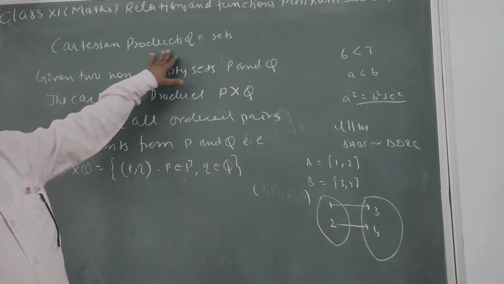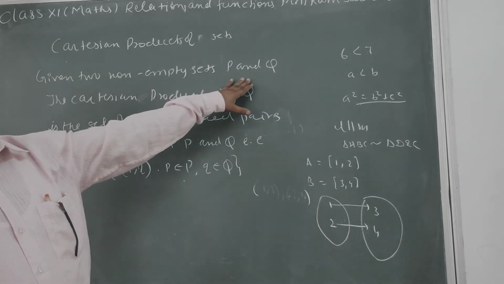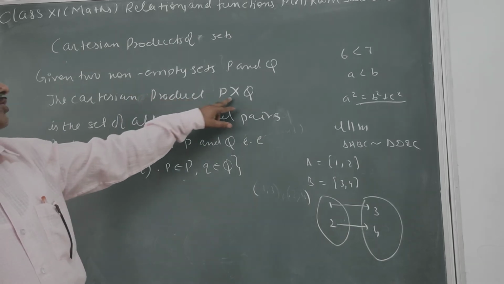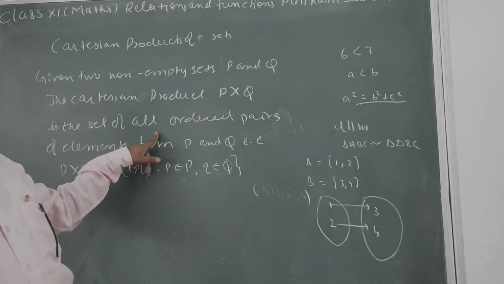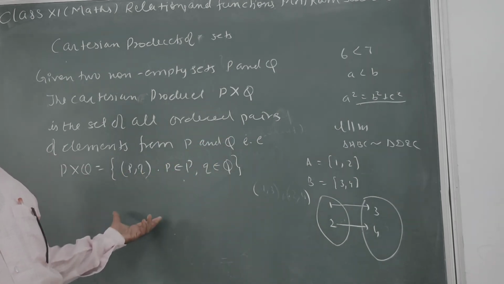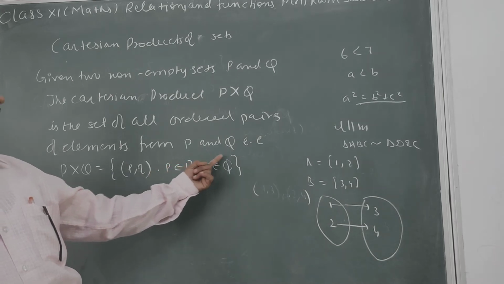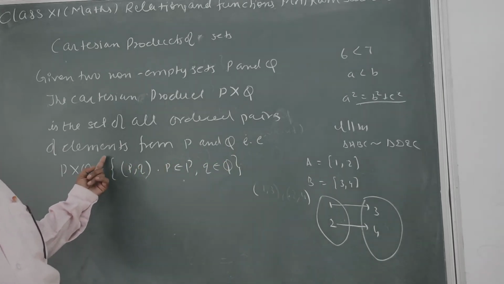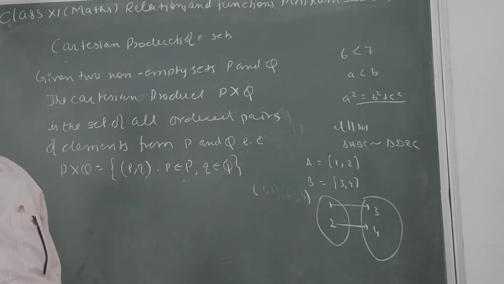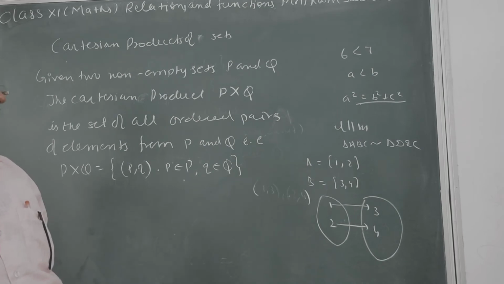तो Cartesian product की definition क्या है? Given two non-empty sets P and Q, the Cartesian product P cross Q is the set of all ordered pairs. ये सभी सेट का ऑर्डर पेयर, जैसे हमने यहाँ पर दिया था कि आपका ब्लू बैग है, ब्लू कोट है और ब्लू शॉर्ट, या रेड बैग है, रेड कोट है और रेड शॉर्ट. So in this way all possible ordered pairs जितने भी हैं वो सब आएंगे.